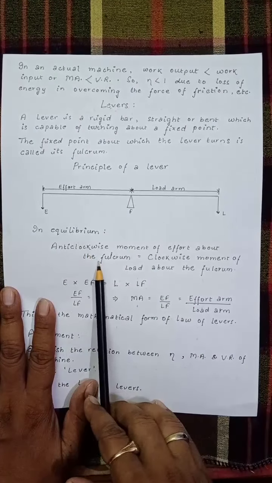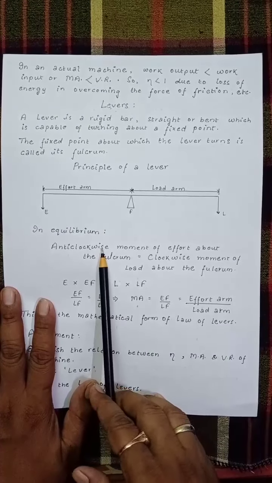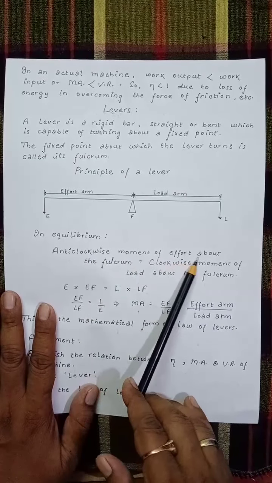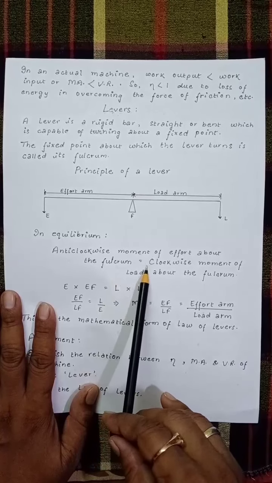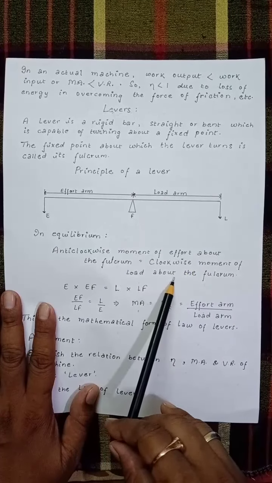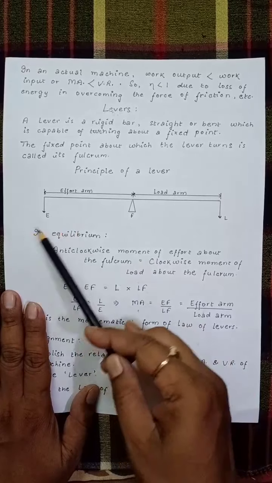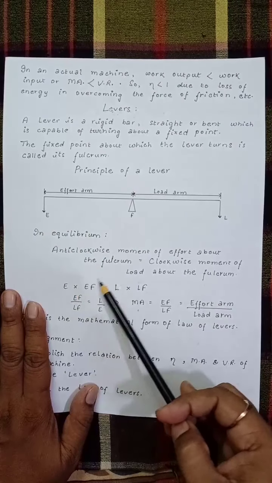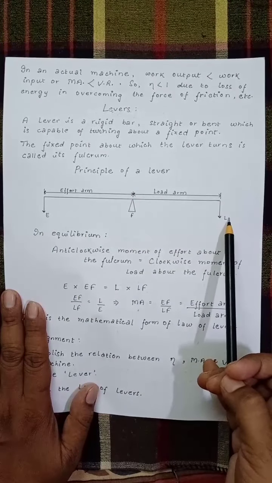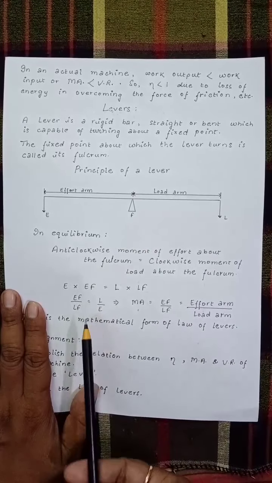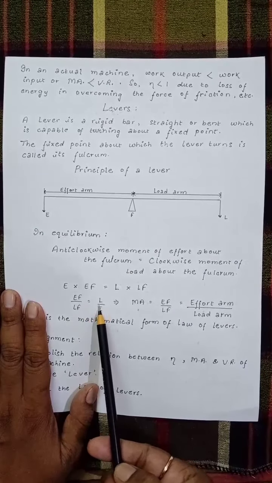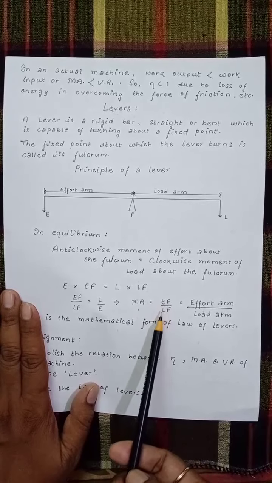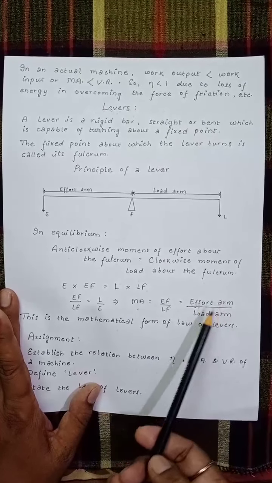Now in equilibrium, we apply the principle of moments, which states that the anti-clockwise moment of effort about the fulcrum equals the clockwise moment of load about the fulcrum. So effort is E and effort arm is EF say, load is L and load arm is LF say. So EF by LF is equal to L by E, which is equal to mechanical advantage. So mechanical advantage is EF by LF, which is effort arm by load arm.